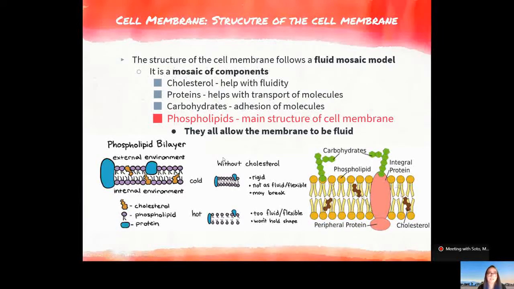Now, when there is no cholesterol in this phospholipid bilayer, it's a much more rigid structure. It's not as fluid, it's not as flexible, so it's easier to break those cell membranes. Also, if it doesn't have cholesterol and it's very hot, it's going to do the opposite. It's going to be too fluid. The phospholipids aren't going to be tightly packed together, and so it won't hold its shape, and it's going to be so flexible that things are easier to get in and out of the cell, right? It's not serving its function as properly. The cholesterol is able to regulate the temperature a little bit and help that.